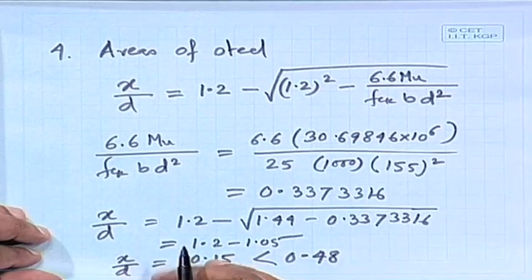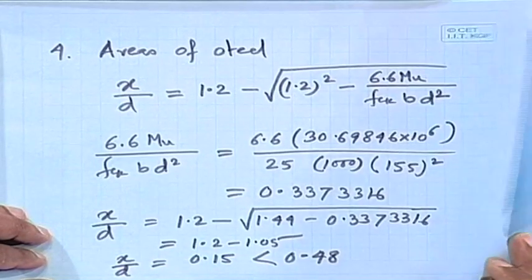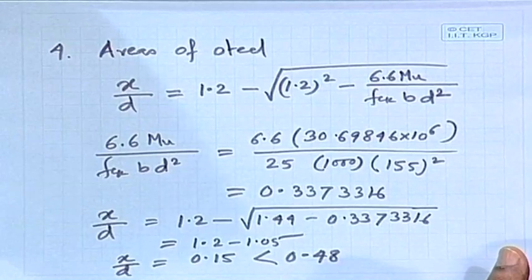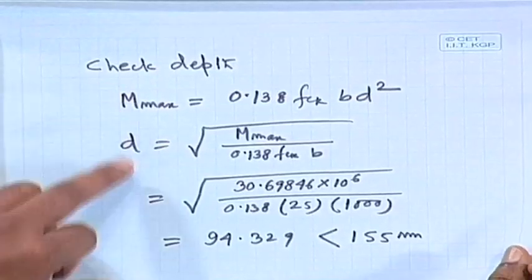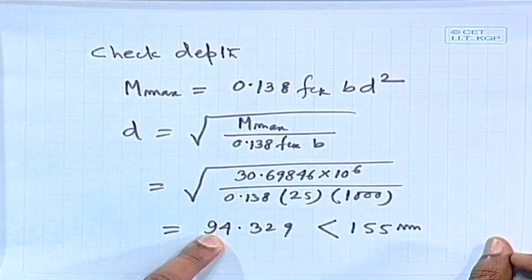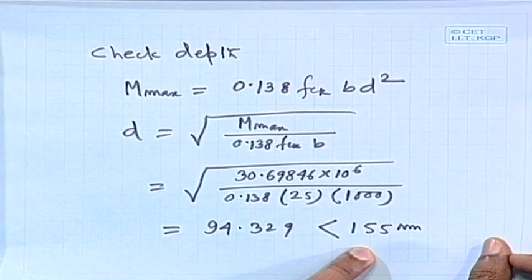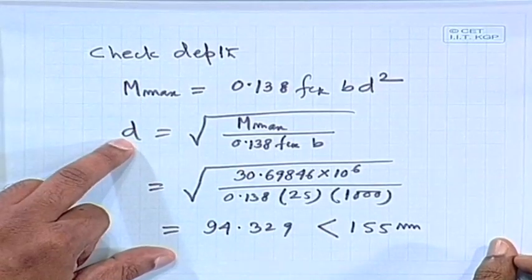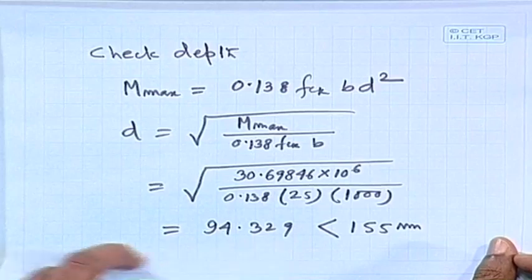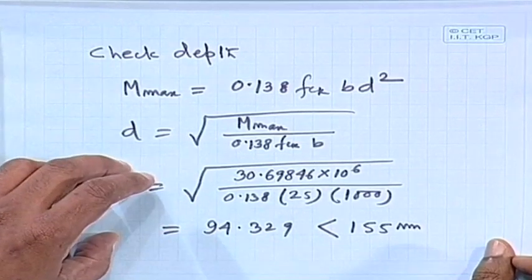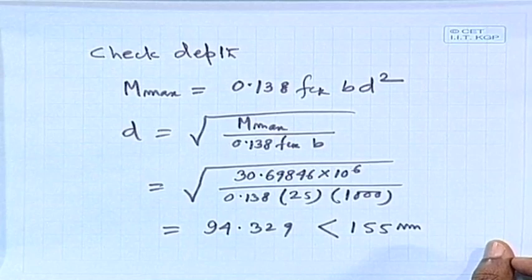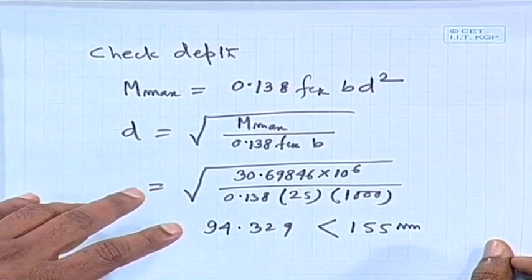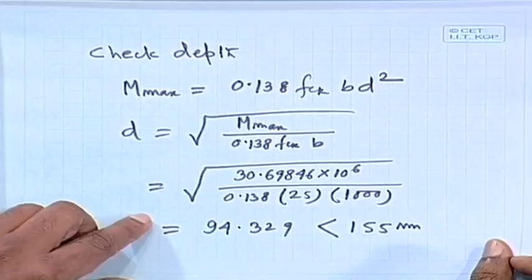So, we know x by d, and we can now calculate the lever arm. The first thing you check, you can also provide on the basis of that. It is not necessary that we have already provided it; if you know the moment, from there we can find out d, 94.329, and from here itself you can provide the overall depth. If we forget span by depth, because later on we have to check it, for dead load calculation we can assume a certain depth and calculate.